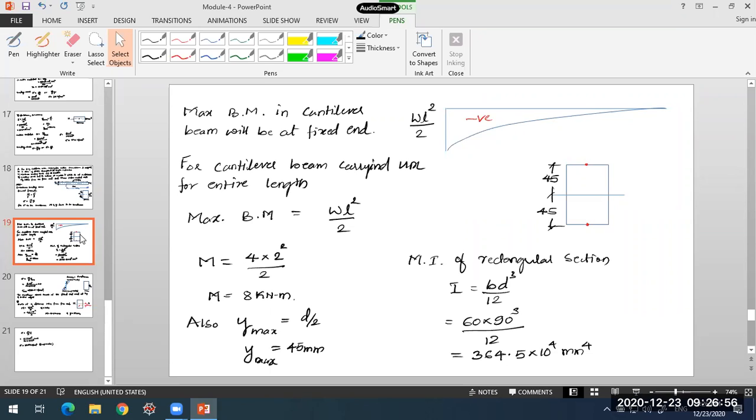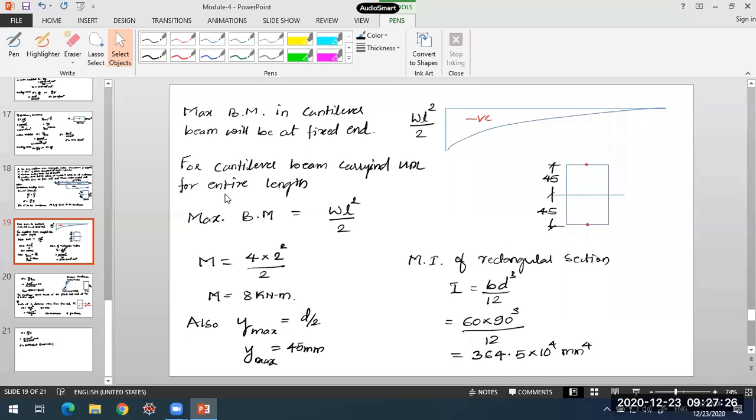From the neutral axis, you have to measure the extreme distance of the fibers. So here we have the extreme distance as the top and bottom edges. They are the points which are at the farthest distance from the neutral axis in this beam. So the y max value will be d by 2, because the neutral axis is exactly at the mid depth.